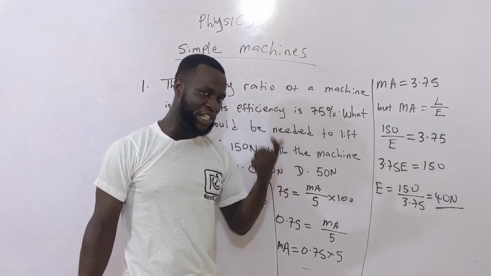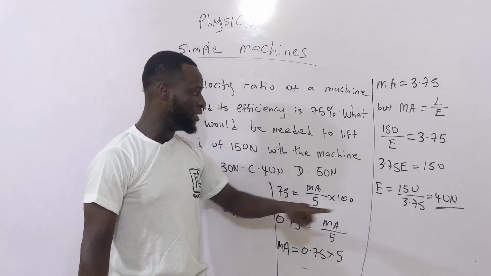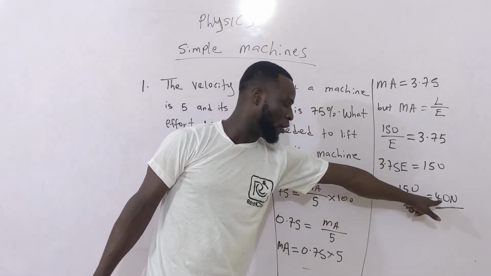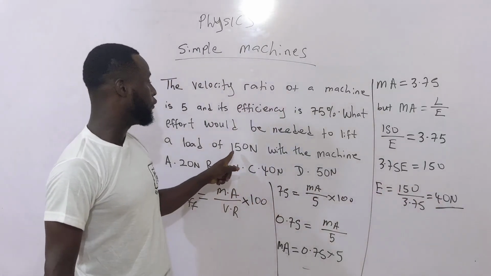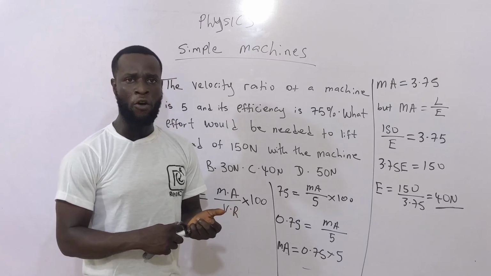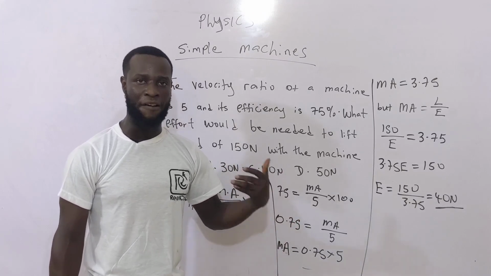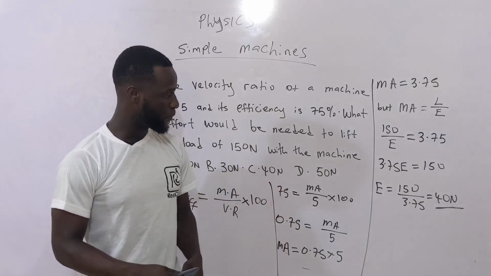And that falls into my initial definition that a machine is a device that enables work to be done much more easily. I have to put in 40 Newton effort to be able to raise a load of 150 Newton. In the next class, we are going to be talking about other types of machines as well as their velocity ratio.